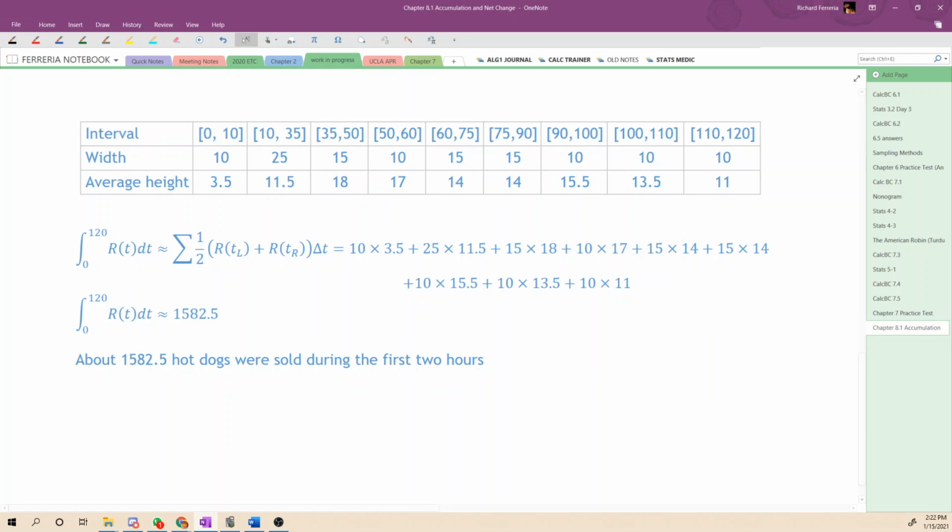I always recommend that you write a summary statement at the end here. So about 1,582.5 hot dogs were sold during those first 2 hours. You might be told to round to the nearest hot dog, but you'll have to read those rules as they come along. And that kind of concludes this problem. Pretty easy, just the idea of the accumulation of the rate and then the execution of the trapezoidal approximation. We'll see you next time.